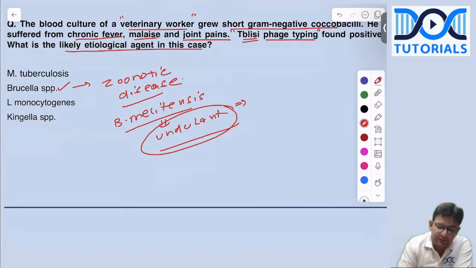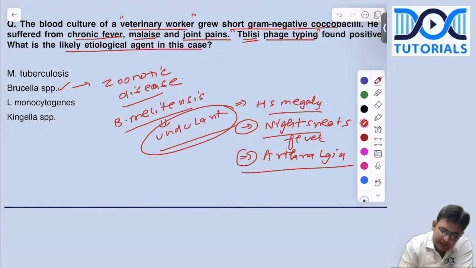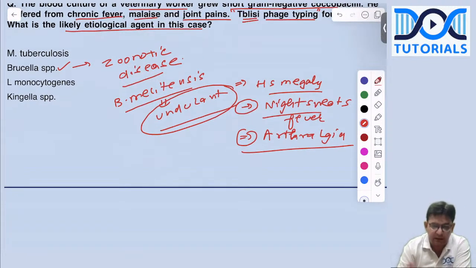You observe hepatosplenomegaly. Night sweats are observed along with fever and arthralgia, joint pains. This characteristic triad is seen in undulant fever along with all other features.